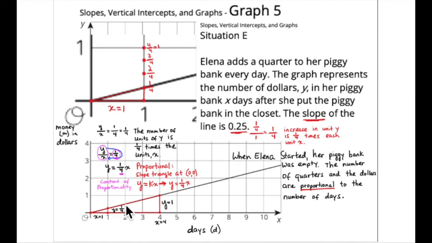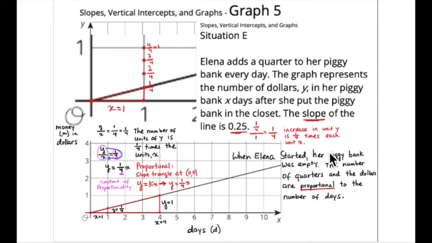So 2 days is 50 cents, 3 days 75 cents, 4 days is $1, 8 days is $2, 12 days it's going to be $3. So 3 times, it's tripling, sorry. 4 times 3 is 12. 3 times 1 is $3.